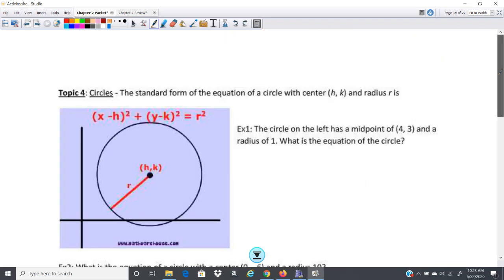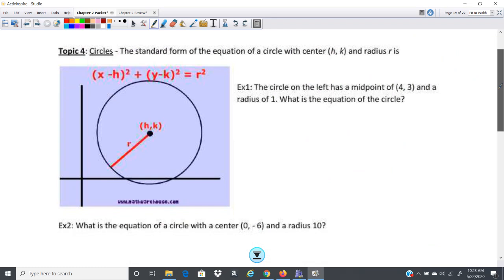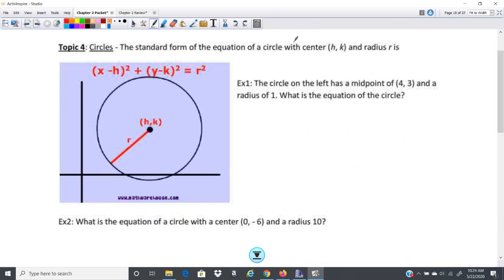Next topic we're looking at is circles. So the standard form of the equation of a circle with a center (h, k), so that's going to be the x and y coordinates of the center, h and k, and a radius. The radius is the distance from the center of the circle to its endpoint. Here is the formula: (x minus h) squared plus (y minus k) squared equals r squared.